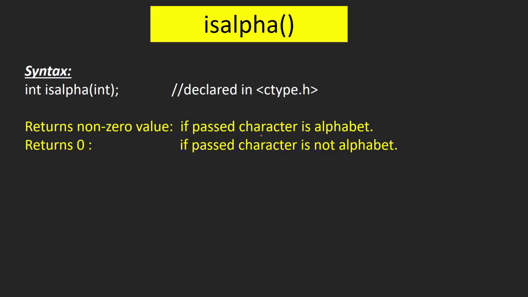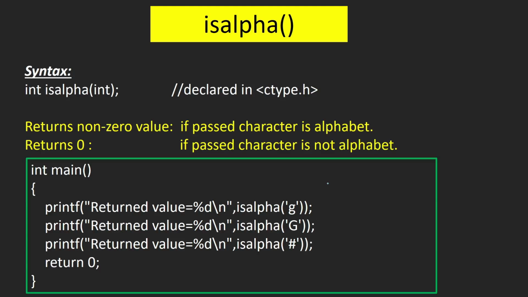If the character that I pass to this function is an alphabet, then this function returns a non-zero value. That means any value other than 0. And if the passed character is not an alphabet, then this function returns me 0. And when we say non-zero value, it can be any negative or any positive value other than 0. Now it depends on the compiler what value it returns.